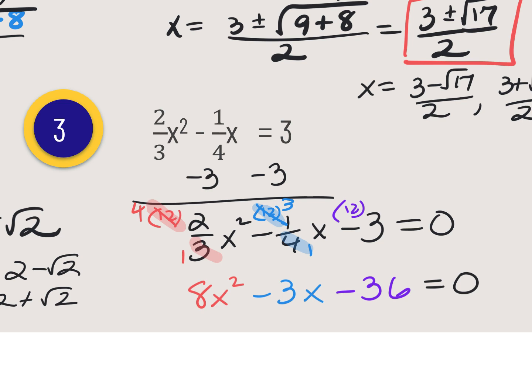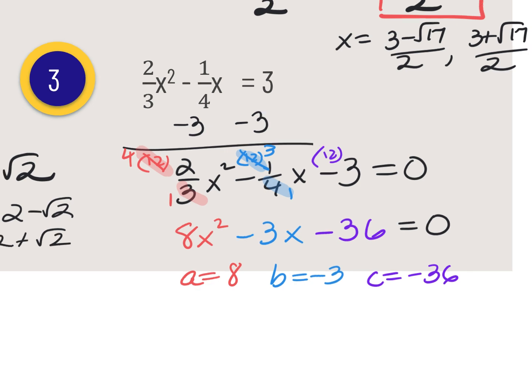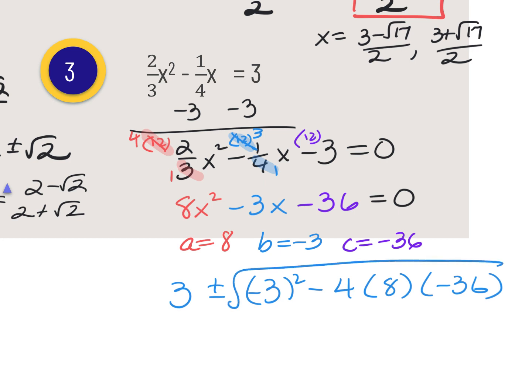I now can pull out my A, B, and C values. My A is 8, my B is negative 3, and my C is negative 36. Now it's nice and easy. I have integers, so I can plug them into the quadratic formula. The opposite of B, the opposite of negative 3, is positive 3, and then negative 3 squared minus 4 times A times C, all under the radical, over 2 times A.